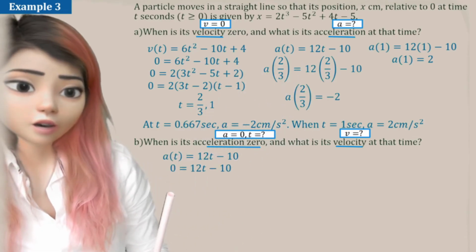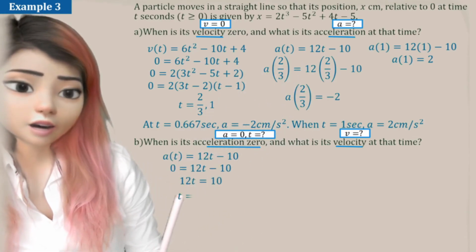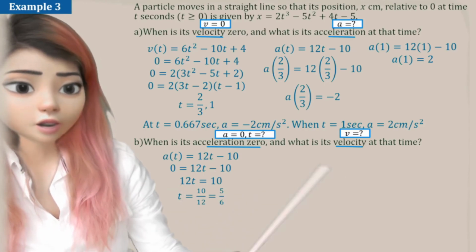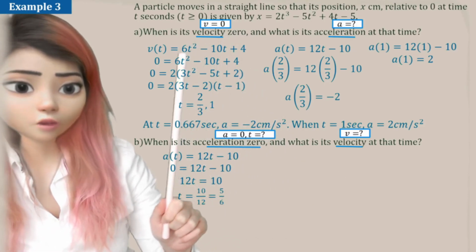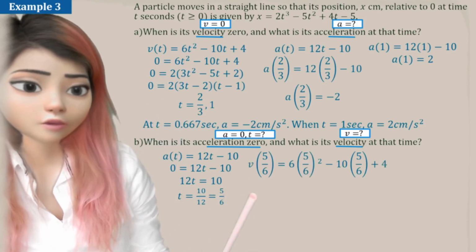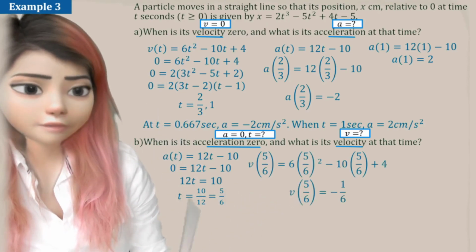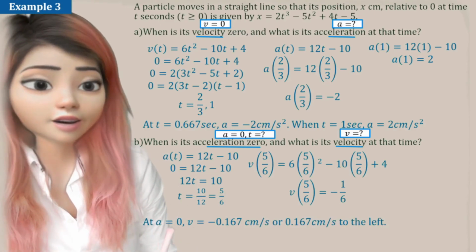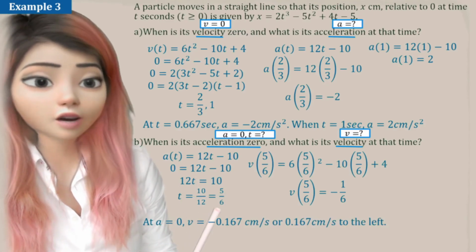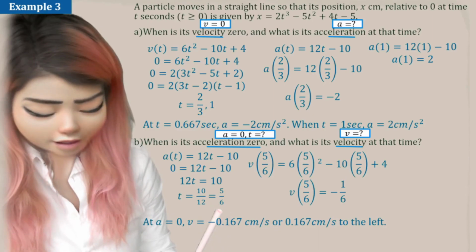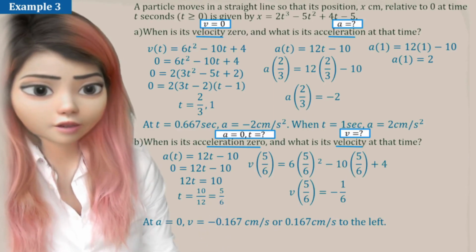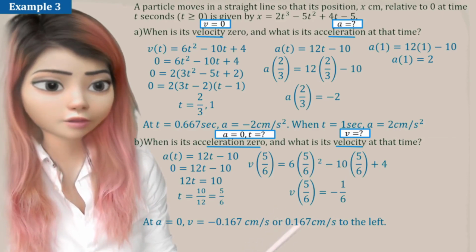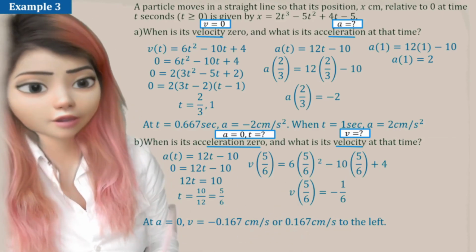So 12t equals 10, so t equals 10 over 12, or 5 over 6. What is v? So plug it into v. So 5 over 6, plug into v, we get minus 1 over 6. So we can say at a equals 0, velocity is minus 0.167 centimeters per second, or 0.167 centimeters per second to the left. So you can either say negative or to the left.